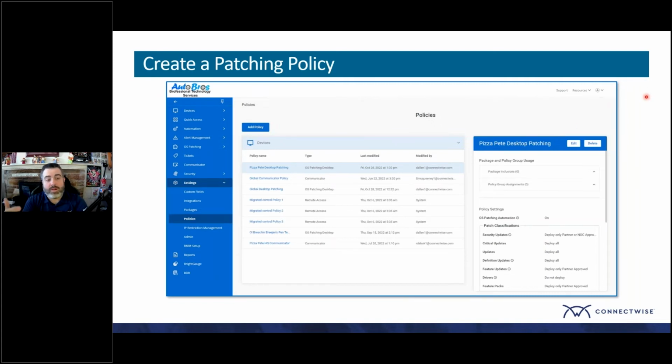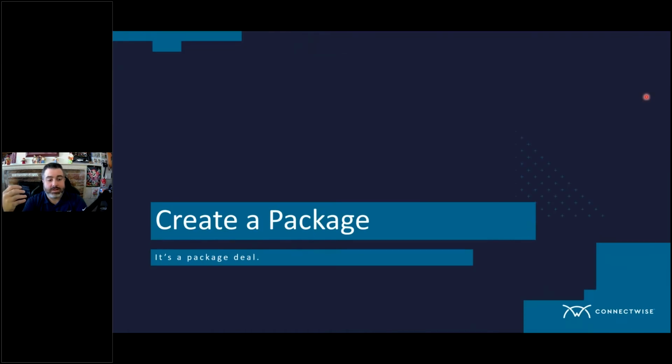So we have our policy set now, and you may think, great, I got my policy in place for the client. They'll start patching according to that policy. Not quite. We need a package to actually deliver that policy to those endpoints at the particular site. As it says, this is a package deal. If you have one, you have to have the other. Otherwise, that policy is not getting delivered to that client and they won't be patching anything.